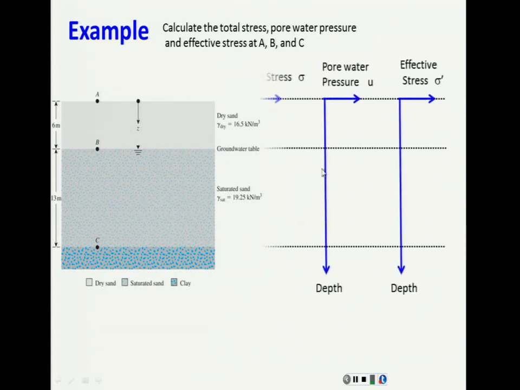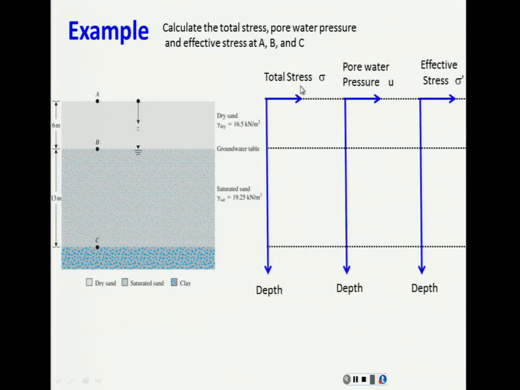Now let's start with those 3 diagrams. Remember, total stress, pore water pressure, and effective stress. The total stress at the point A, this point. How much is the total stress? 0. I don't have anything. How much is the water pressure at the point A? 0. And 0 minus 0 is going to be 0. So that's why you have 0, 0, 0 at this point.